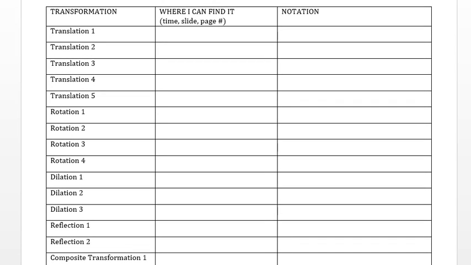This is the back side of this paper where they need to notate all of their transformations. So you can see the 5 translations, 4 rotations, etc. Under where you can find it, there's the time, the slide, the page number.